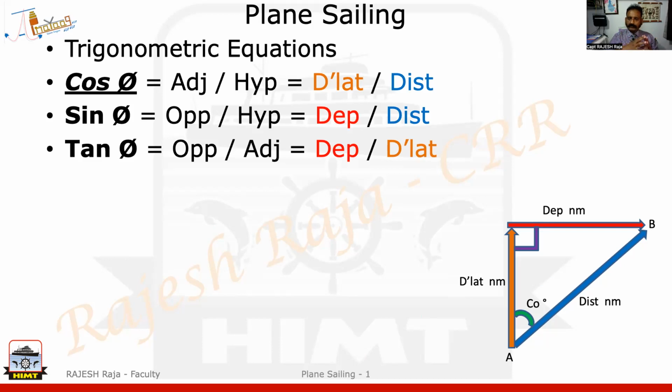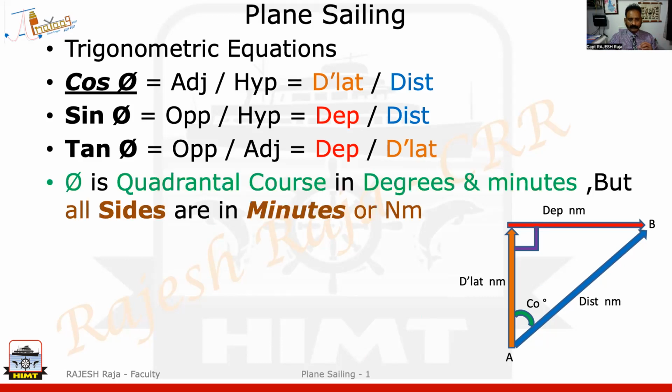Now, with these 3 equations, I cannot complete the problem, because it is nowhere taking me towards my longitude. With DLAT, I can find my final latitude also. But with departure, I cannot find my final longitude. So that is why I'm going to use a modified formula.